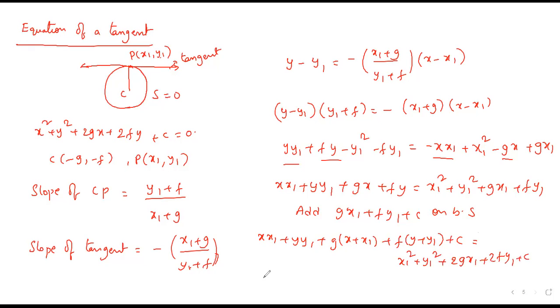So the left side is S1 and this one is S11. But P(x1, y1) is a point on the circle, so S11 value is 0. So this implies S1 equals 0, as S11 equals 0 for the point P(x1, y1) on the circle. So the equation of the tangent is S1 equals 0, that is x x1 plus y y1 plus g into (x plus x1) plus f into (y plus y1) plus c equal to 0. This is the equation of the tangent.